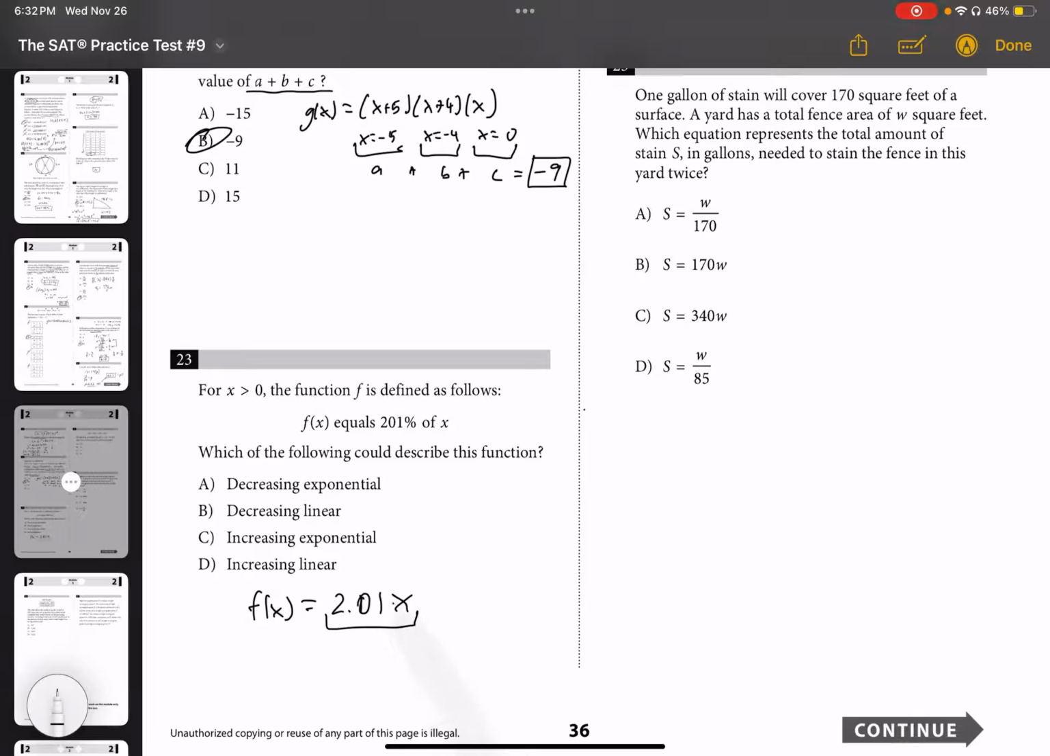Now, looking at this, our f of x increases by the same amount every value of x we increase. So that defines a linear function, not an exponential one. So we can eliminate all the answer choices with exponential. And now, since 2.01 is positive, we can eliminate the decreasing, since we know it's going to be increasing linear.